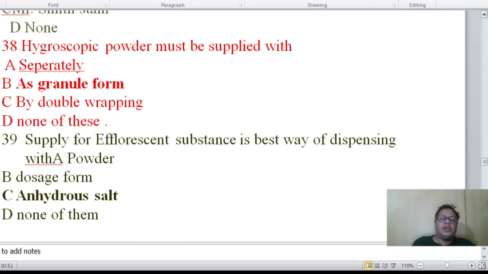option because it is a dosage form. So how a dosage form can be the option for it? Powder cannot be an appropriate choice, and D is definitely not the answer. So for question number 39, option number C is the appropriate answer.